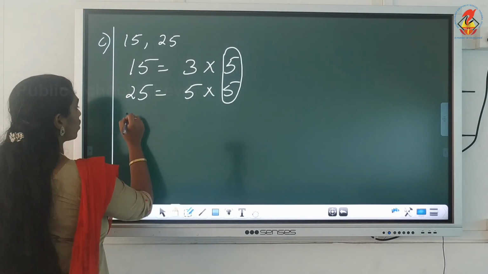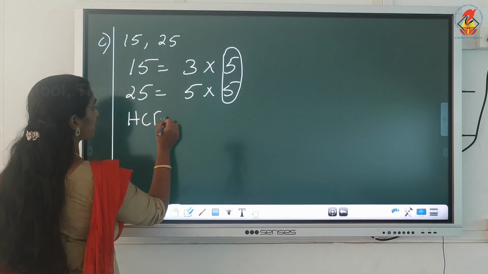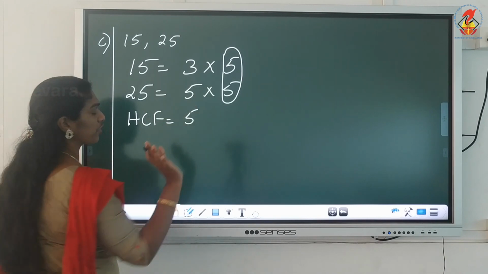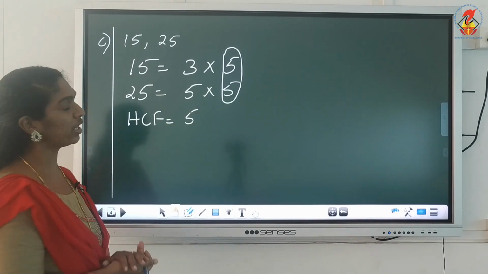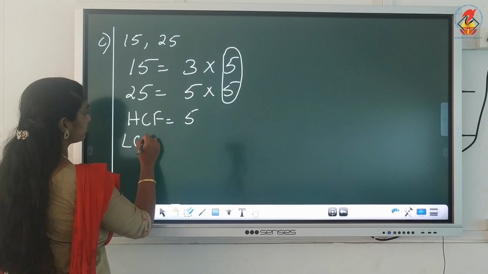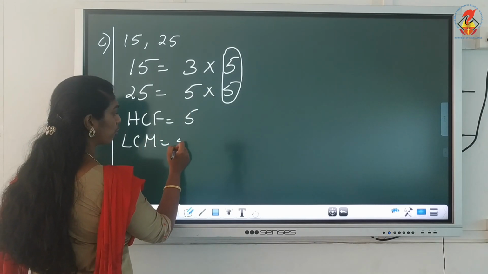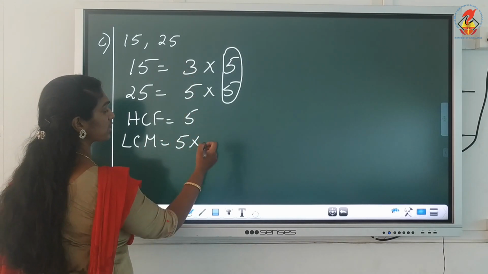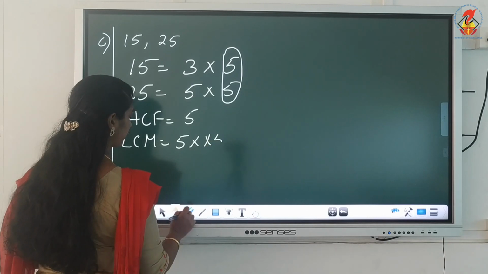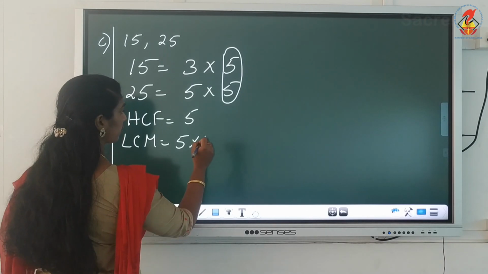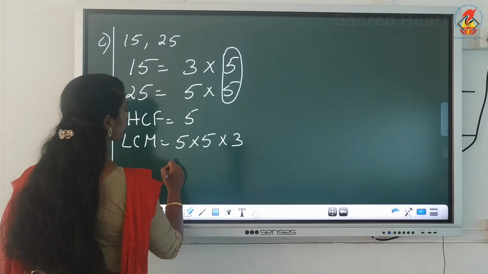Okay? So what is the HCF? I'll take 1 from the group. That is 5. HCF is 5. Okay? Now what is the LCM? I'll take 1 from the group and I'll take what is left over. What is left over? 1 5 is left and 1 3 is left.